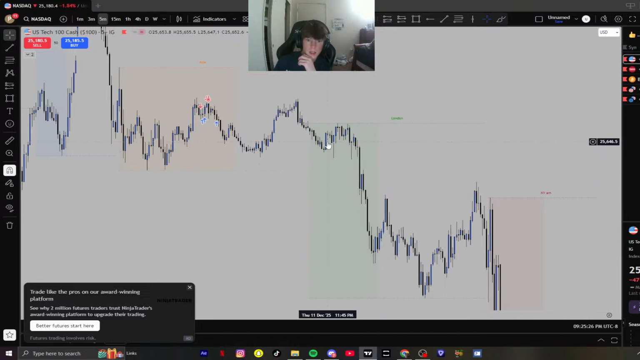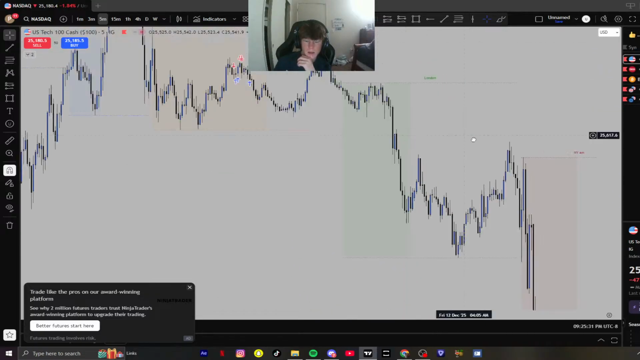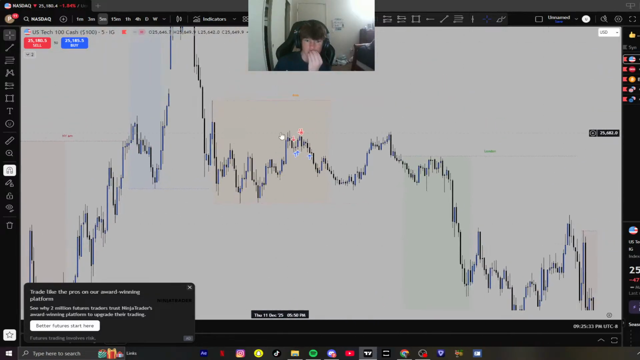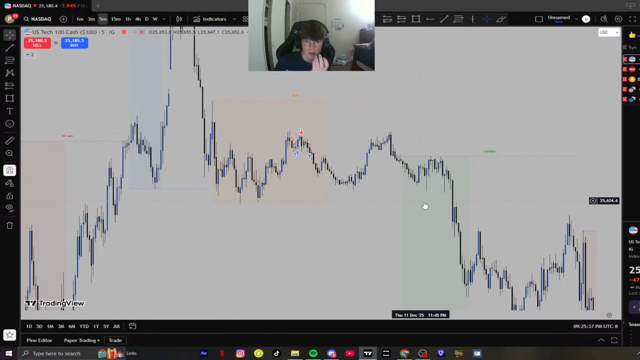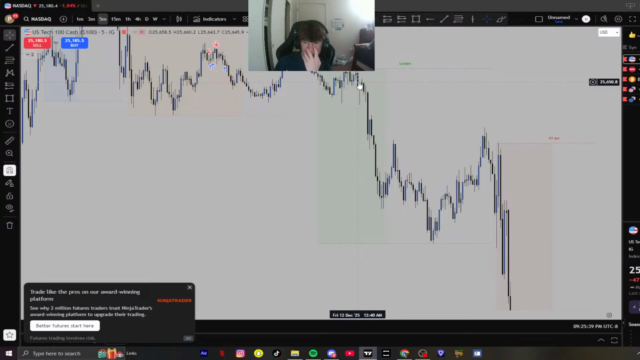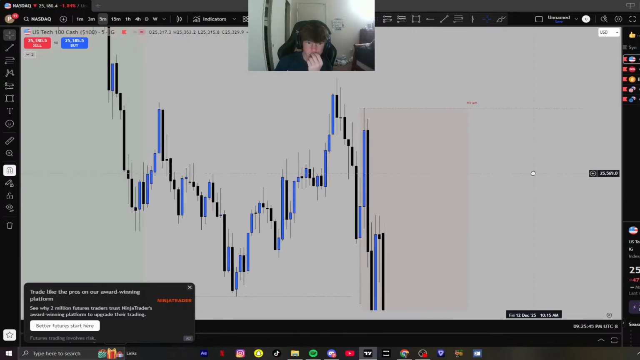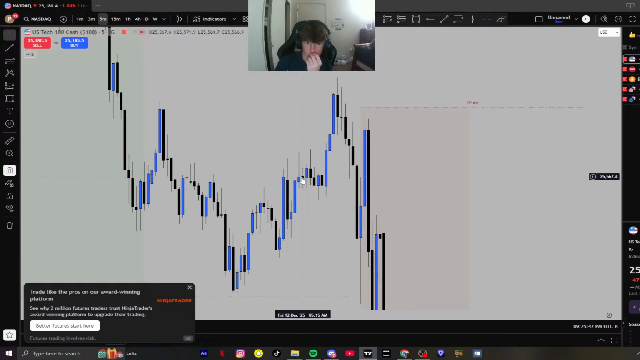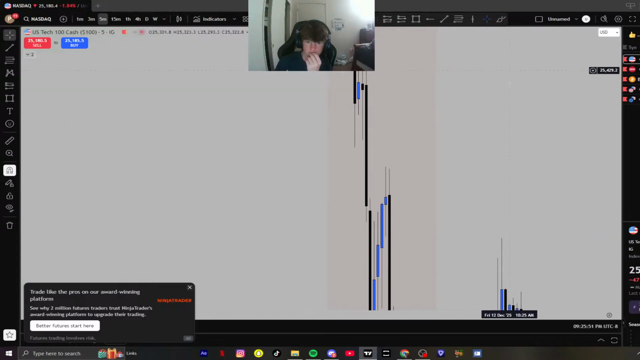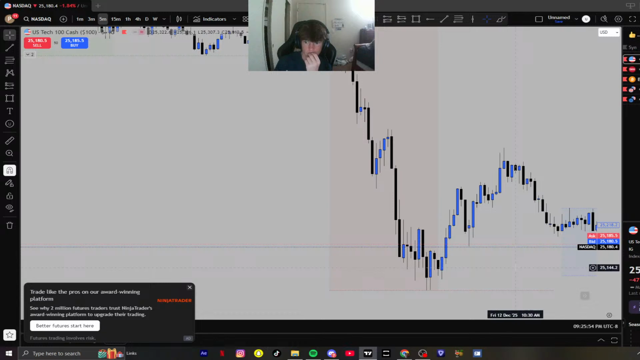Like, we had accumulation, we had manipulation, and then we had a lot of accumulation, right? Right here is a perfect example. Price goes absolutely nowhere within these few candles. Then it goes up, then we're going long, and then boom, it just slams you, distributes, right?